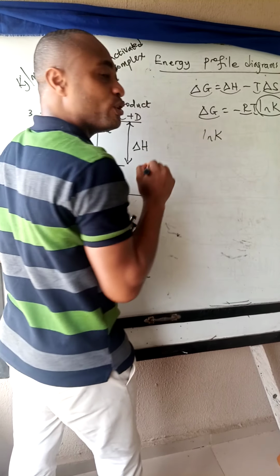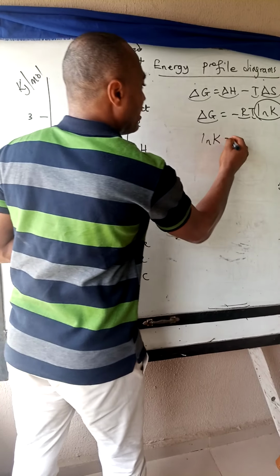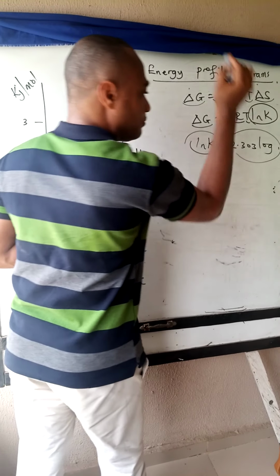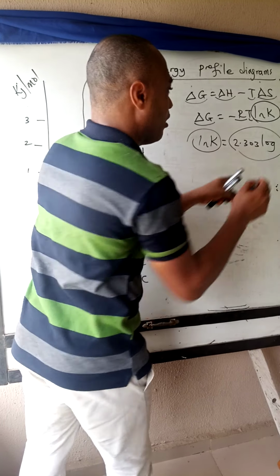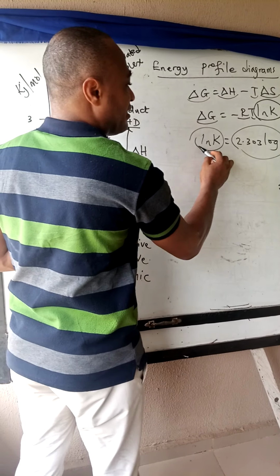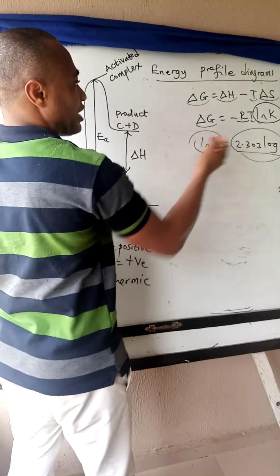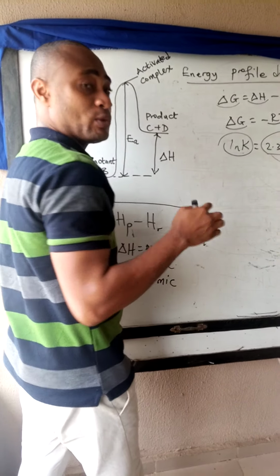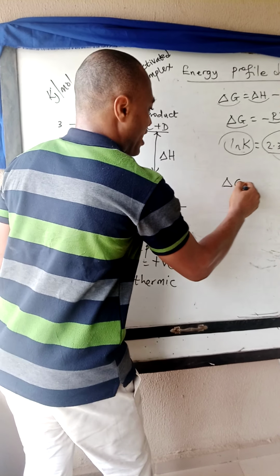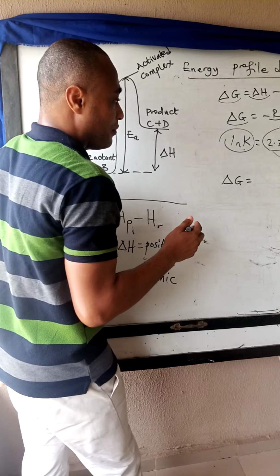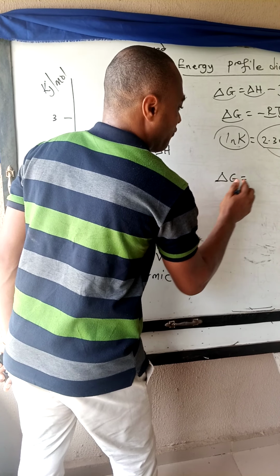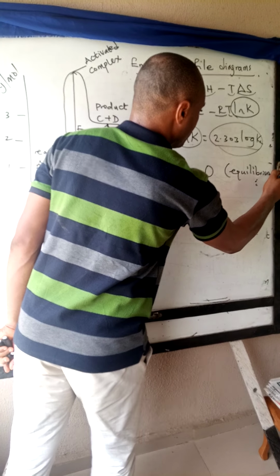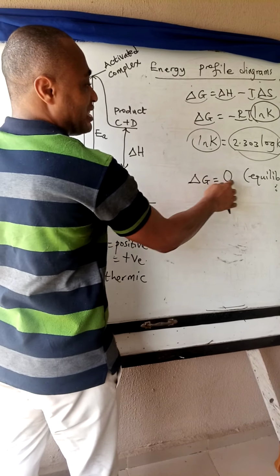Your ln K, if you don't want to use this, you can actually convert it to a log form. ln is 2.303 log. So if you want to convert this to logarithmic form, you can actually do that. So this is endothermic and this is exothermic. Now you can actually use that to determine which is an endothermic or exothermic reaction, or which reaction occurs at equilibrium. Please take note that whenever your delta G value, your free energy change, is 0, this means that the reaction is at equilibrium. That is when delta G is 0.